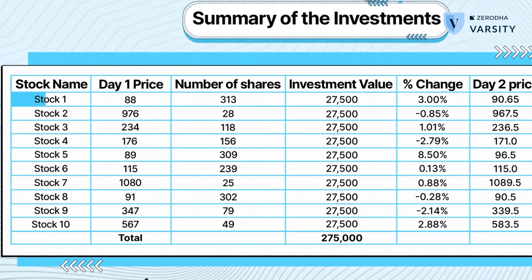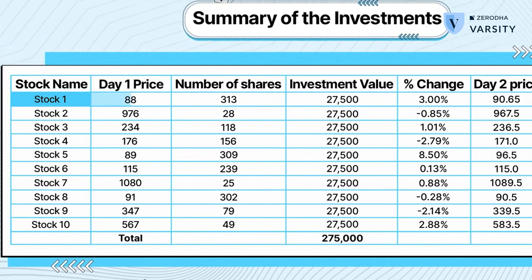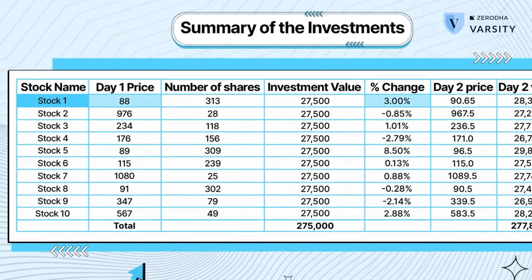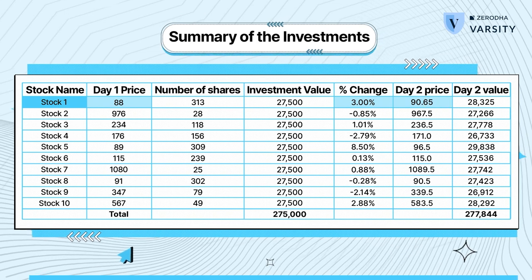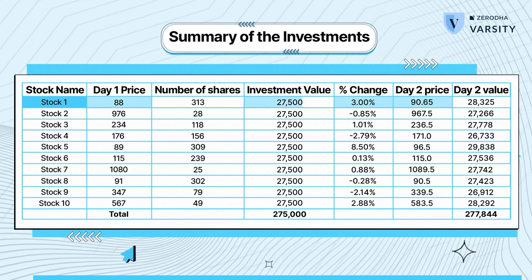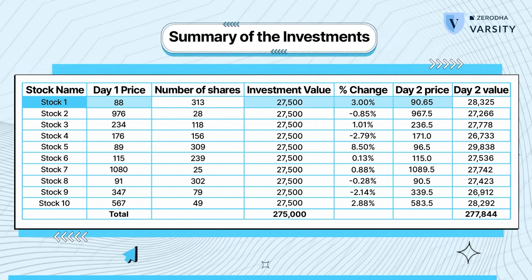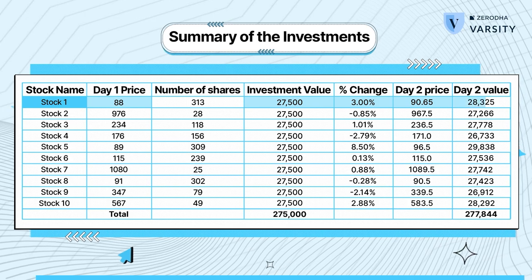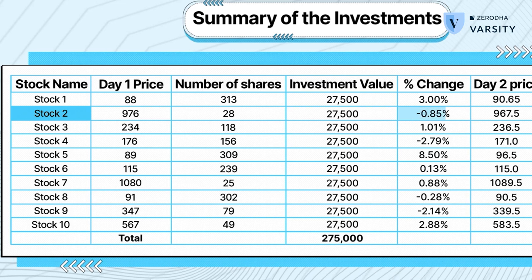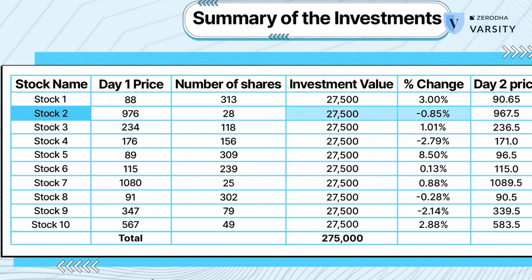Let's assume this is how the stock price changed by the end of the day. You see, stock 1 at the start of the day was trading at 88 rupees per share. By the end of the day, there was a 3% increase and the stock is now trading at 90.65. Which also means that the money invested in stock 1, that is 27,500, also grows by 3% and the value becomes 28,325. Stock 2, on the other hand, has declined by 0.85%, and so would the investment in that stock. The sum total of all the stocks, by factoring in the increase and decrease in each stock, will give the overall value of the fund.